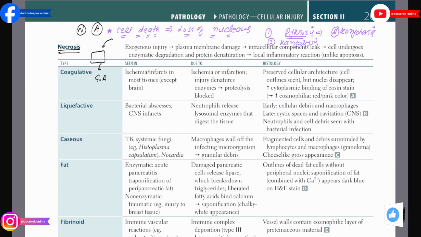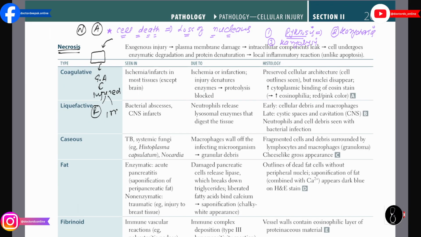But what happens if you are not removing the stress? What happens to this cell? If you put a stress on the cell and you do not remove this stress, this cell will become injured. And you know that cell injury is of two types. One is reversible and the second one is irreversible. I am going to repeat again. First of all, let's try to understand this basic concept.